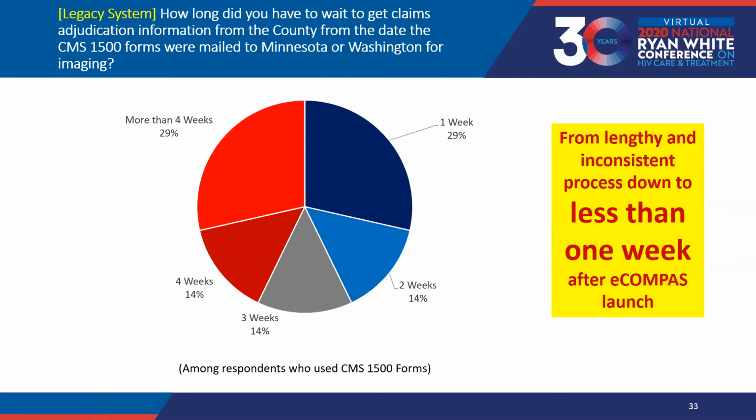We also looked at, how long did you have to wait to get claims adjudication information from the county from the date of these paper CMS 1500 forms that were mailed to Minnesota or Washington for imaging? And we could see here that we went from a lengthy and inconsistent process, and you'll see later on that we've got this down to less than 1 week after we launched.